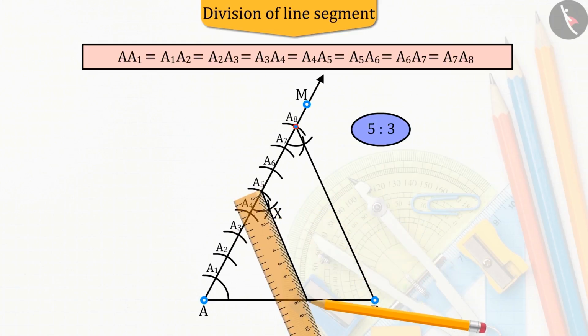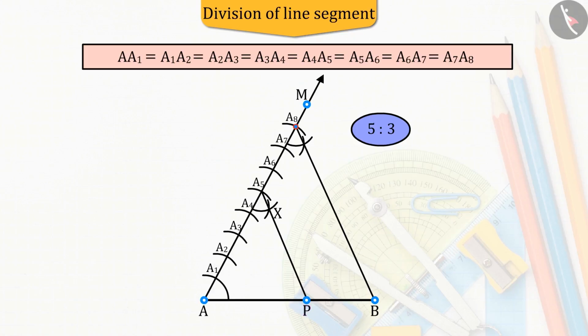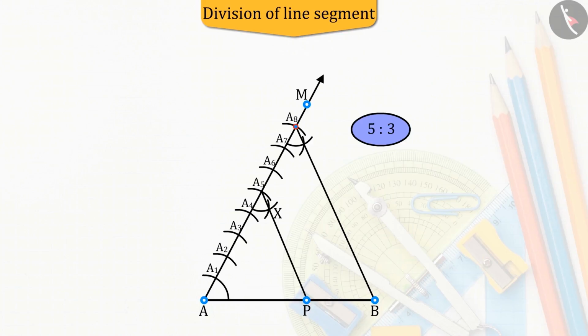Now let's connect point A5 and point X. We further extend the line A5X so that it intersects AB at P. So in this way, we get a point P, which divides the line AB into 5:3. Can you tell how it is possible that by dividing another line, we are able to divide the given line in the same ratio? Let's see how.